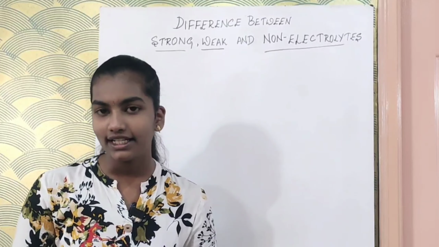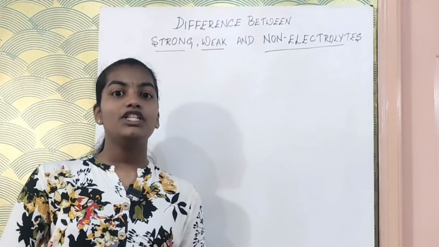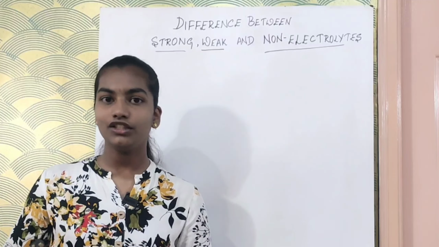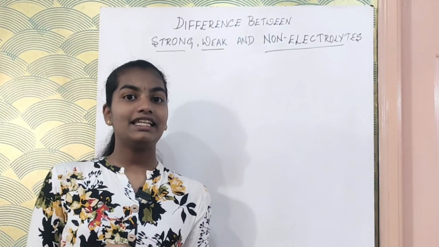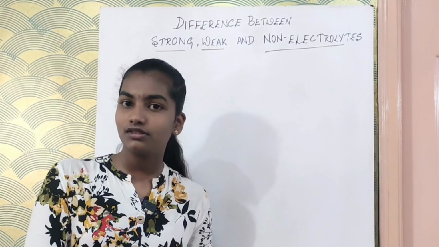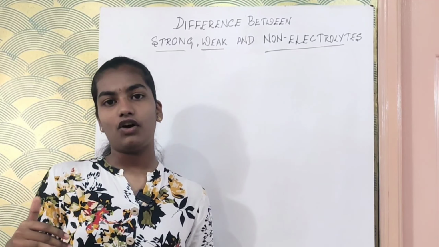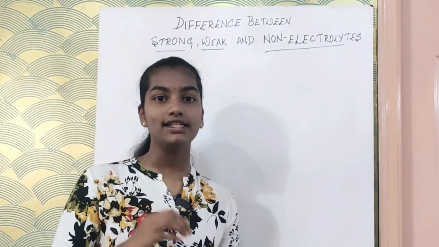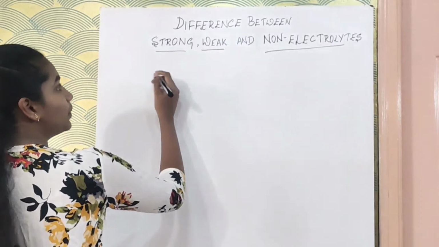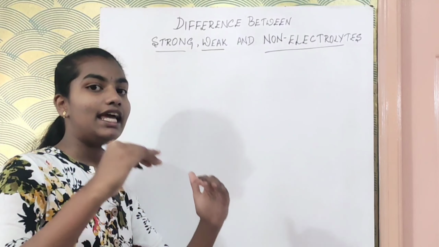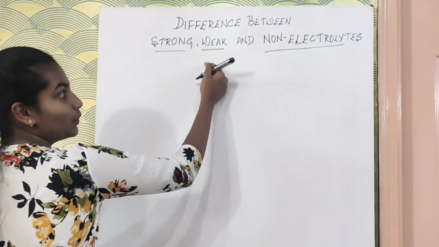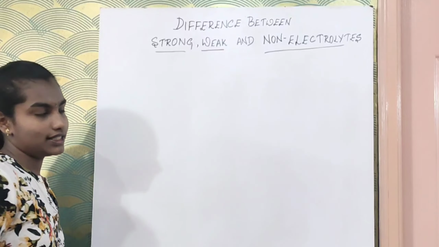An electrolyte is a compound which, when dissolved in water, will pass electricity through it. So it is basically in the liquid form, which means it is either in the aqueous form or in the molten state or a fused state. Only then can it pass electricity. Now, electrolytes are divided into three types: strong, weak and non-electrolytes.